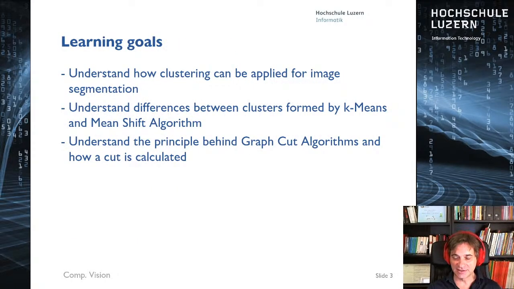At the end of this lecture, you should understand what we mean by using clustering for image segmentation and how we can apply those clustering methods to segment an image. What are the differences between the two clustering algorithms we will look at, k-means and mean shift? What are the advantages and disadvantages of each? And you should understand the principle behind the graph cut algorithm, not the whole implementation, but how one cut is calculated, or how it is determined what a good segmentation is.